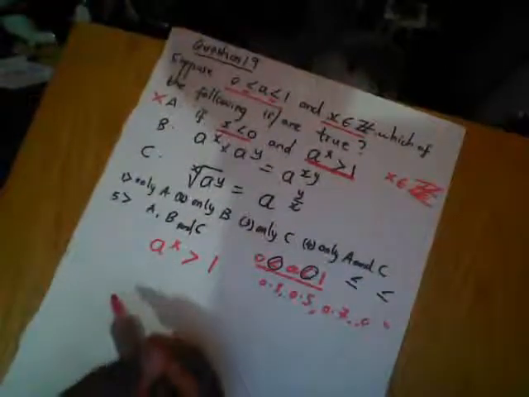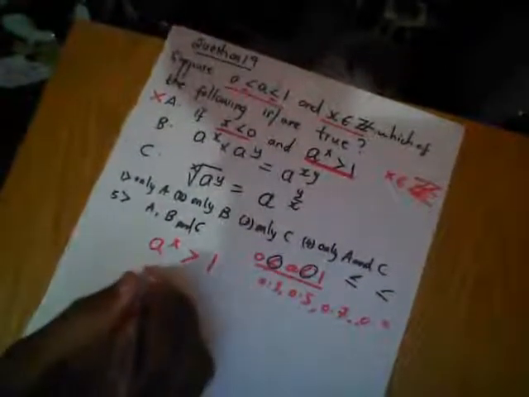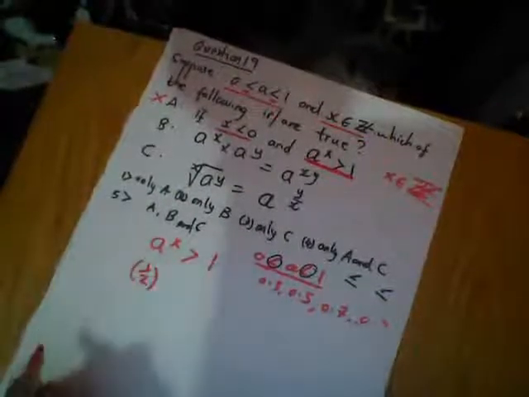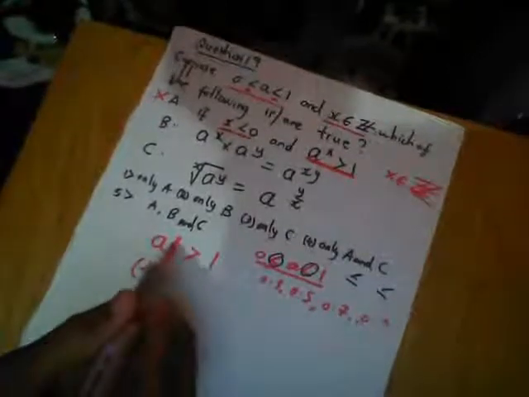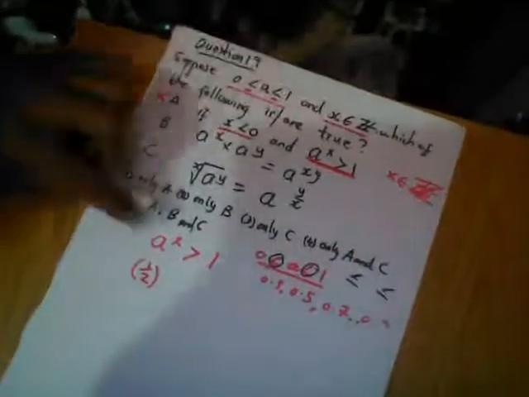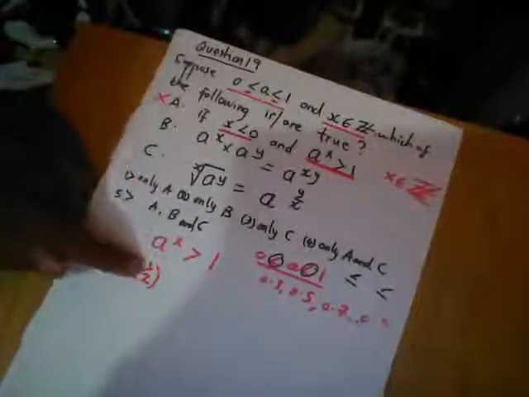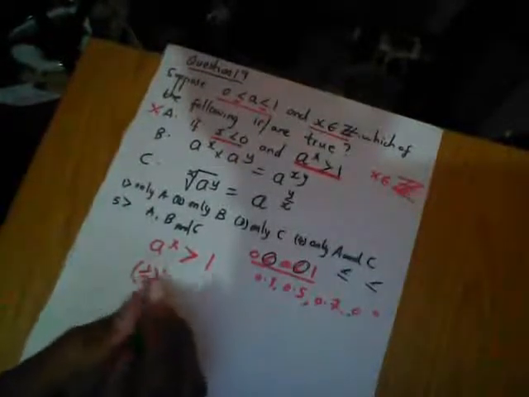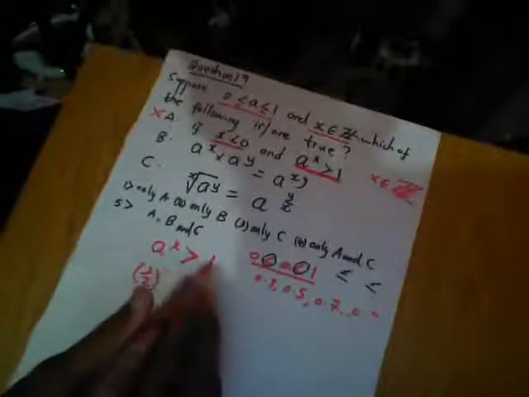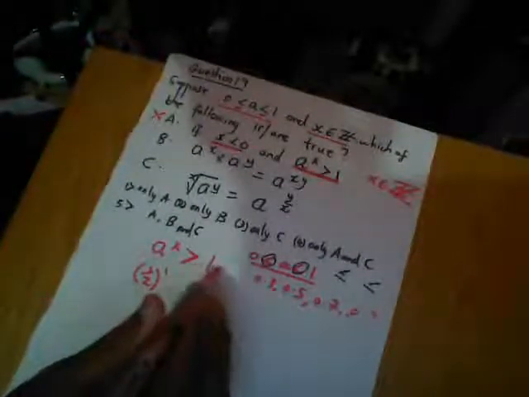So for a, for example, if we take a half, that is acceptable. And then x, they say, can be any integer. If you put in any integer, the value must be greater than 1, that's what they claim. For example, we took a equal to half, because a half is between 0 and 1. Let me show you it's not true that it must be greater than 1. Because if you put 1 here, a half to the power 1 is not even greater than 1.